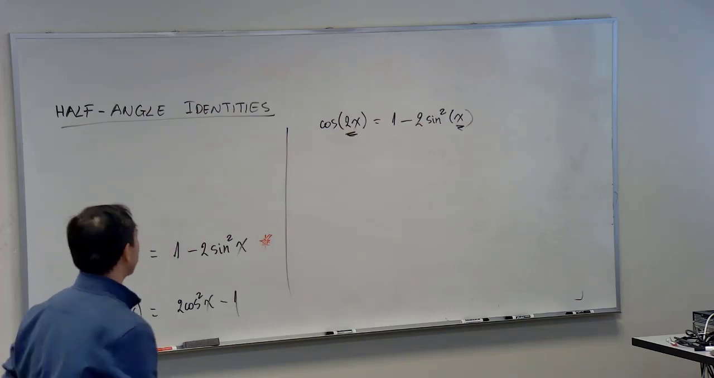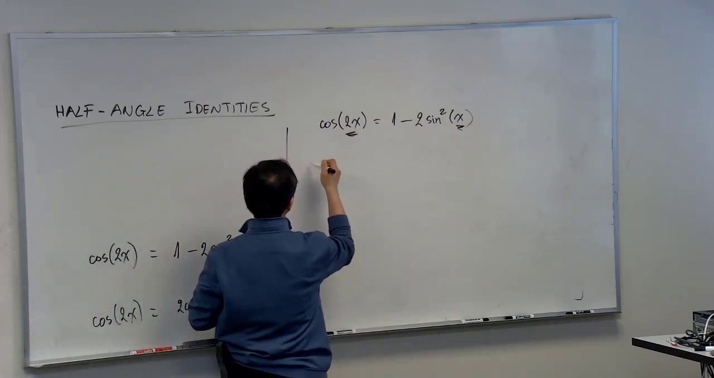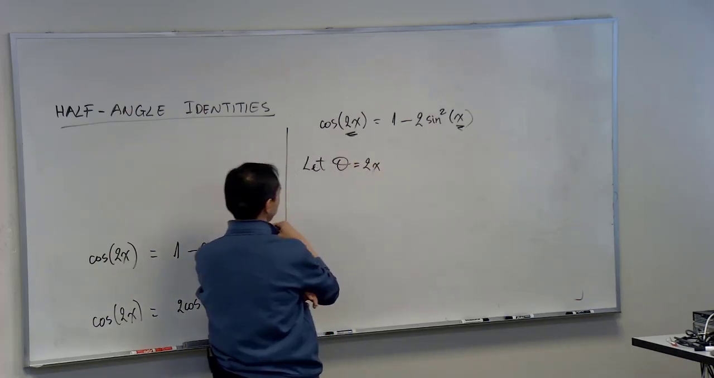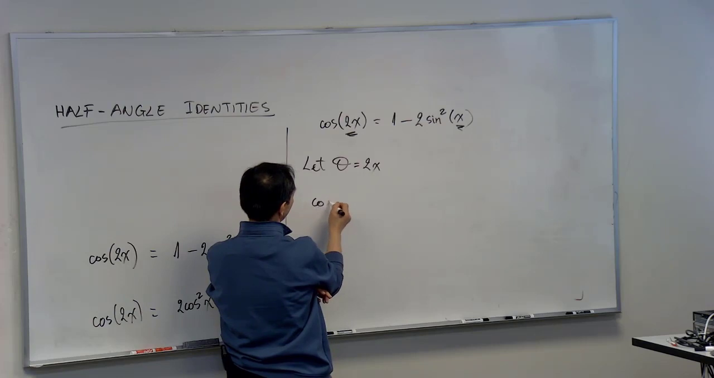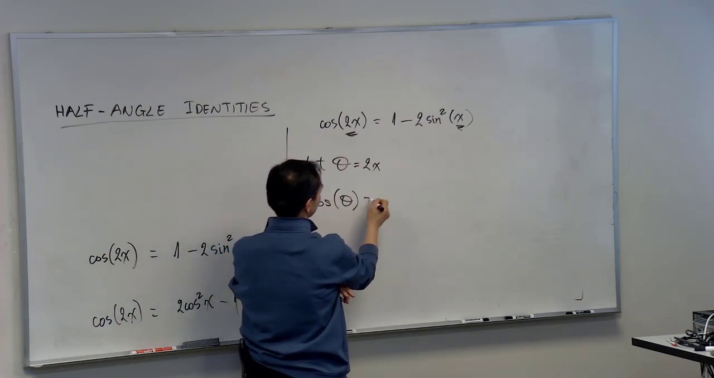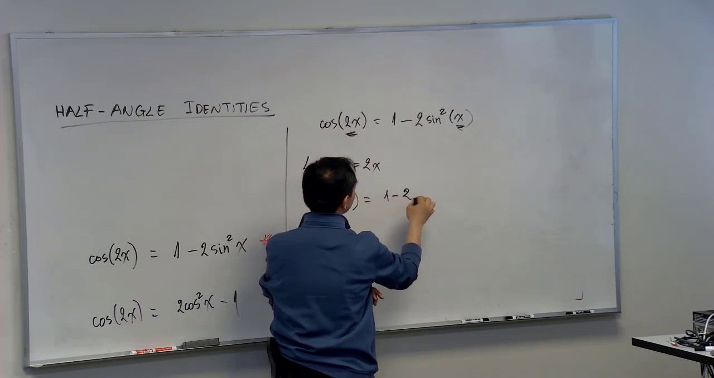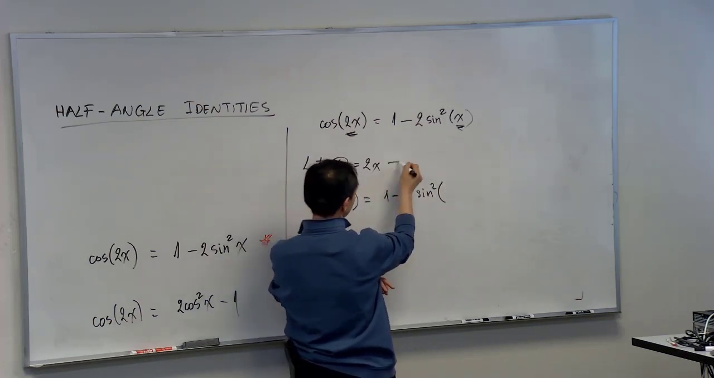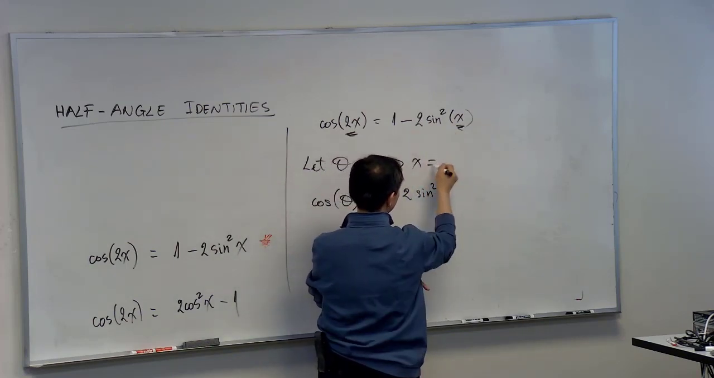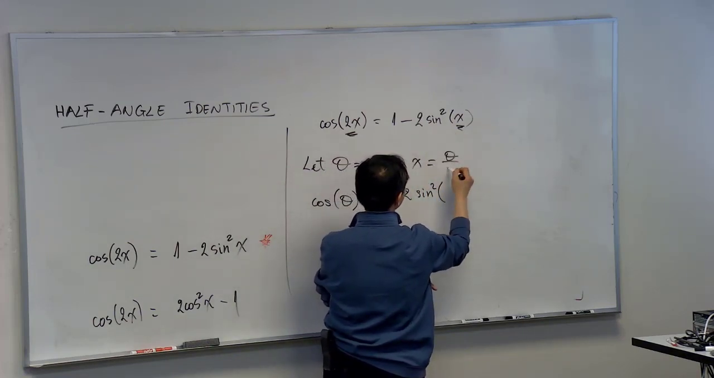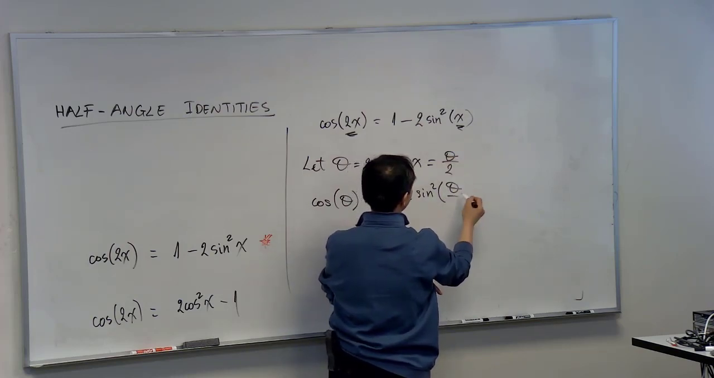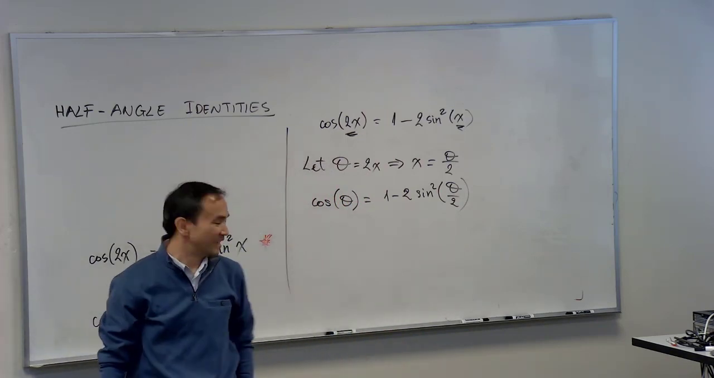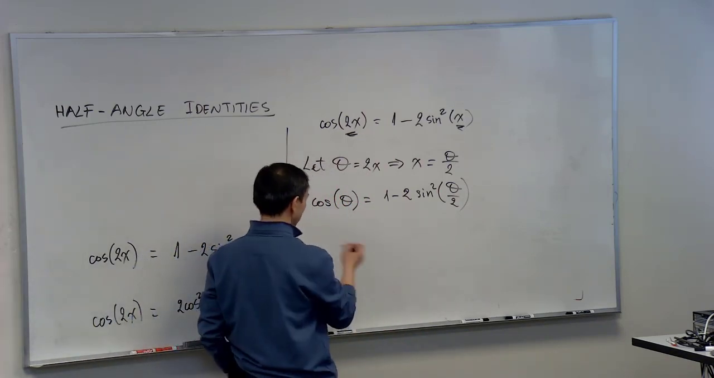So here, you can just put in an angle. I'm going to say just let theta be 2x. Then the formula here becomes like this. Cosine of theta equals 1 minus 2 sine squared of, see, if theta equals 2x, then yes, x itself, the single x, is theta over 2, half of theta. Do you see half angle now? Right. So in that way, here's how I'm working it out.